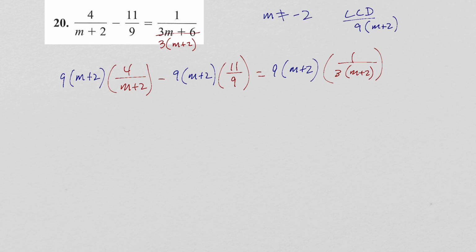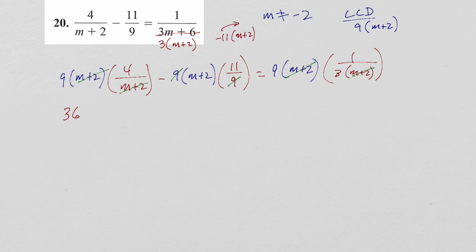And then I'm going to start canceling. M plus 2 cancels there, 9 cancels there, and m plus 2 cancels here. So in the first fraction, we have a 36. Now, this is really difficult here, but we have a negative and an 11 and this. So I've got to distribute the negative and the 11 into this. So really, when you're thinking about it, you're thinking about it like this.